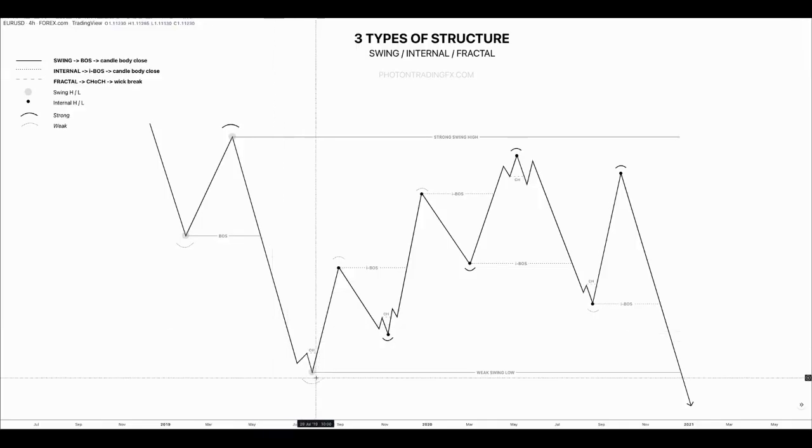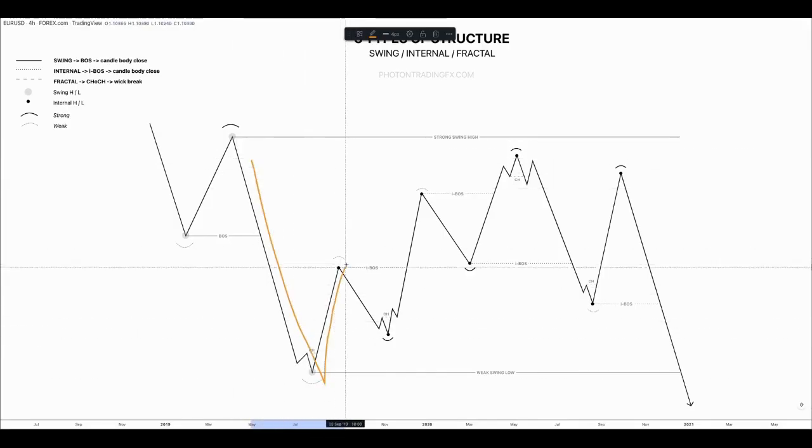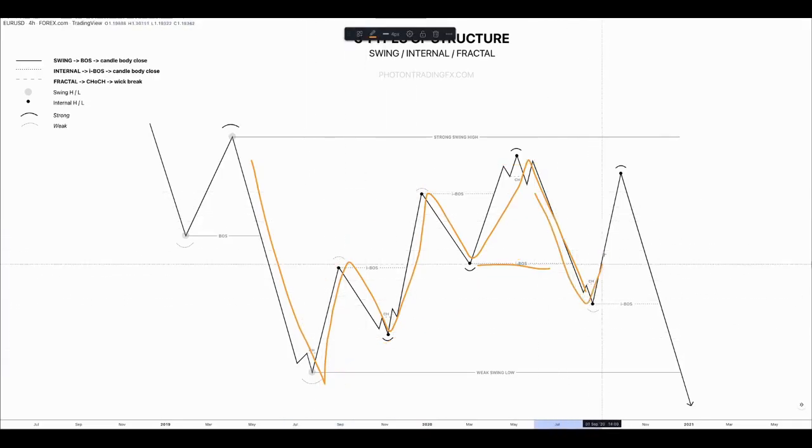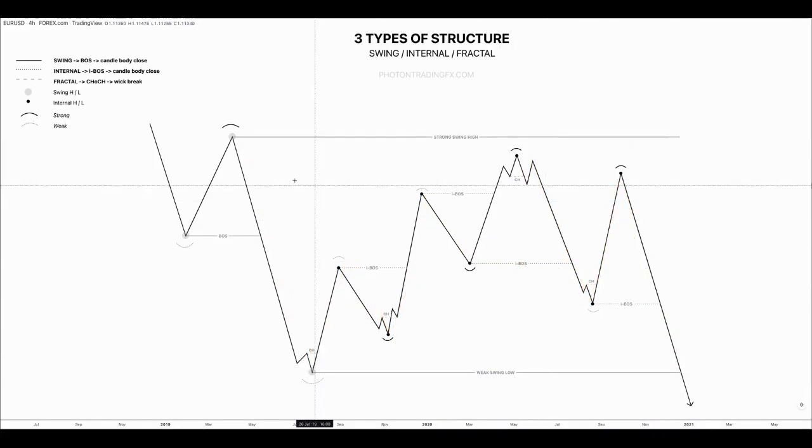Fractal structure, so change of character, signals the start and end of internal pullbacks. And internal structure, when we get those IBOSes, signals the start and end of swing pullbacks, okay? So we expect a swing pullback. The internal structure shifts bullish to facilitate that swing pullback. Once the internal structure shifts bearish, that signals the end of that swing pullback. And now we expect the internal structure to stay bearish until it takes out that weak swing low. And then you repeat the same process, okay? So hopefully that makes sense.